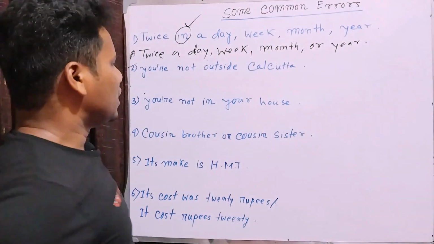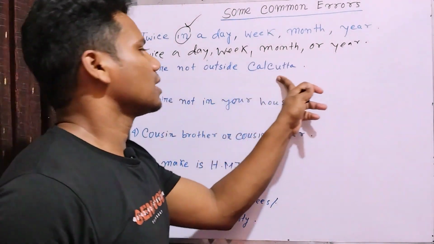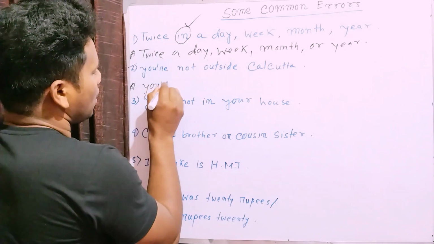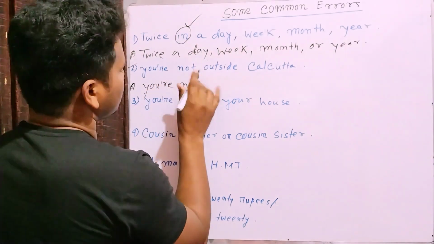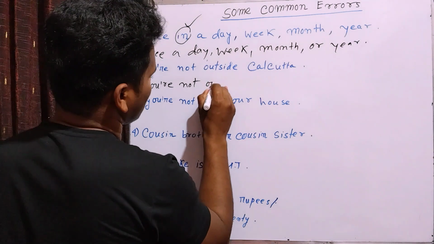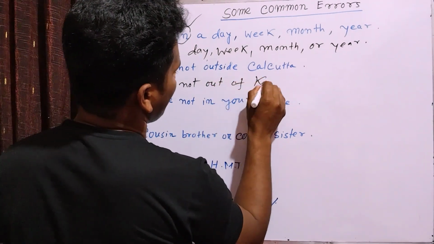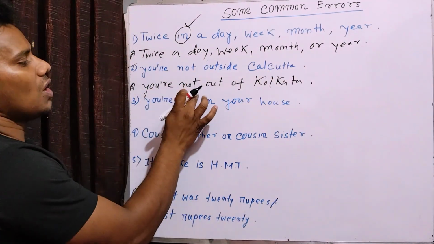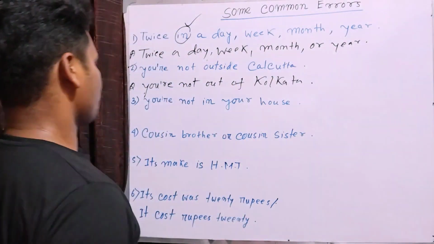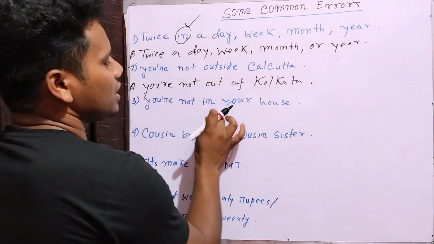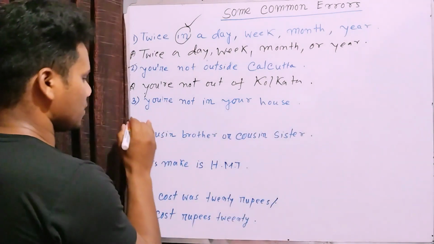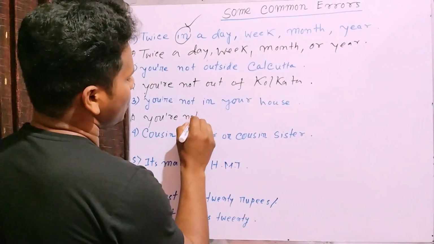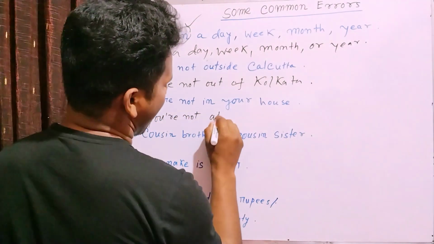The next one: you're not outside Kolkata. Write: you're not out of Kolkata. Okay, you're not out of Kolkata. Next is: you're not in your house. Write: you're not at home.